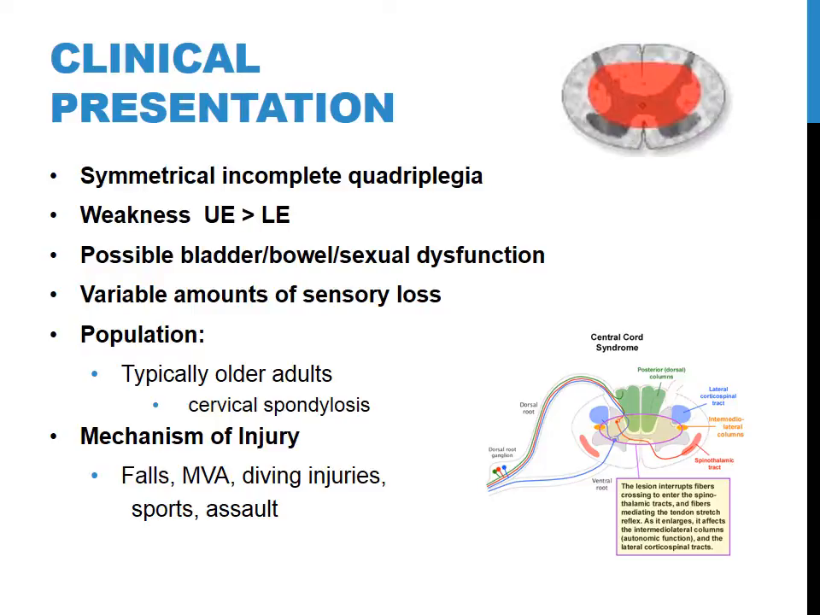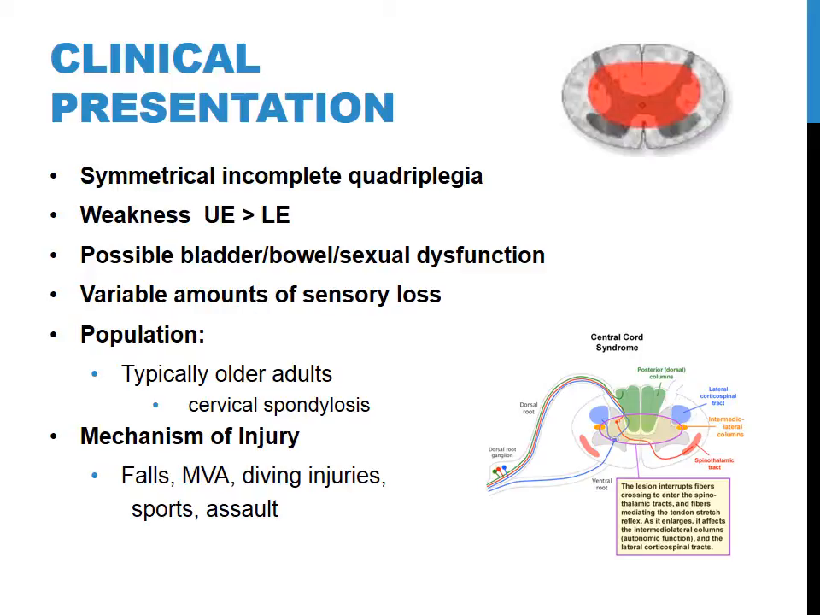They also have variable amounts of sensory loss because of the effect on the anterolateral and DCML tracts that are affected by the damage. And again, this is going to present as varying levels of sensory loss, of pain, temperature, as well as light touch and proprioception.